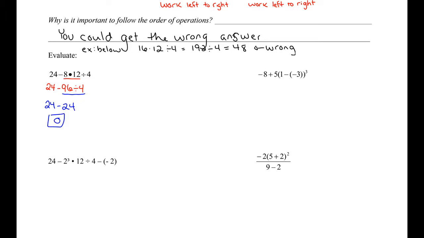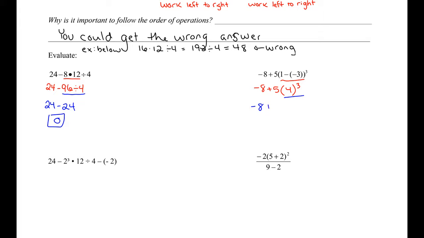Let's also take a look at the example to the right. First thing I'm looking for is parentheses. So I'm going to start by simplifying 1 minus a negative 3. That gives me negative 8 plus 5. 1 minus negative 3 gives me 4. And this is cubed. The next thing on my order of operations is E for exponent. I have 4 cubed, so that'll be the next thing I simplify.